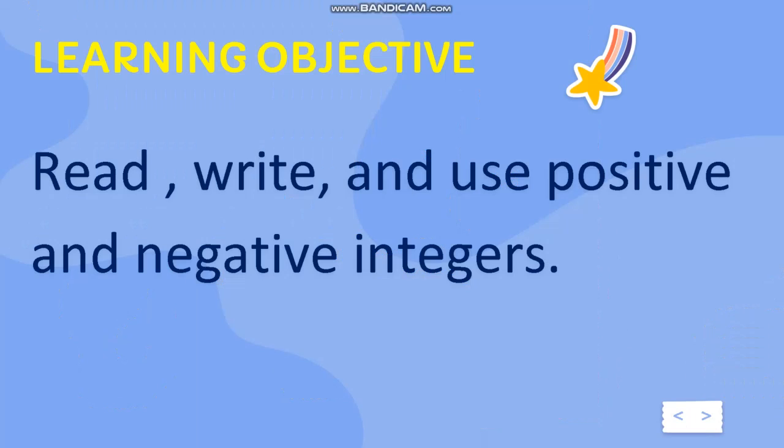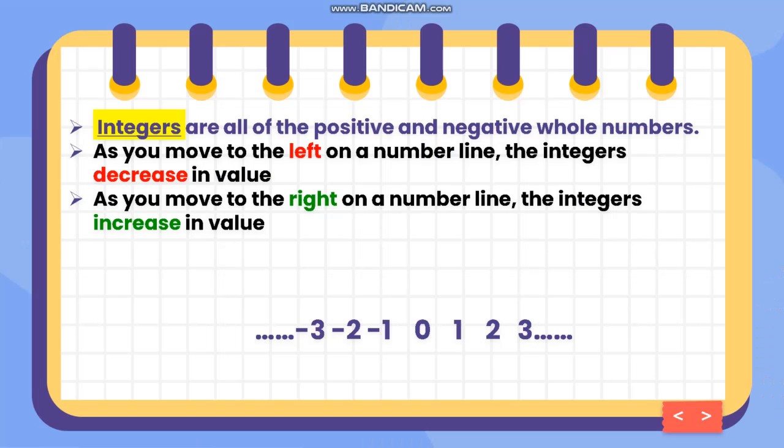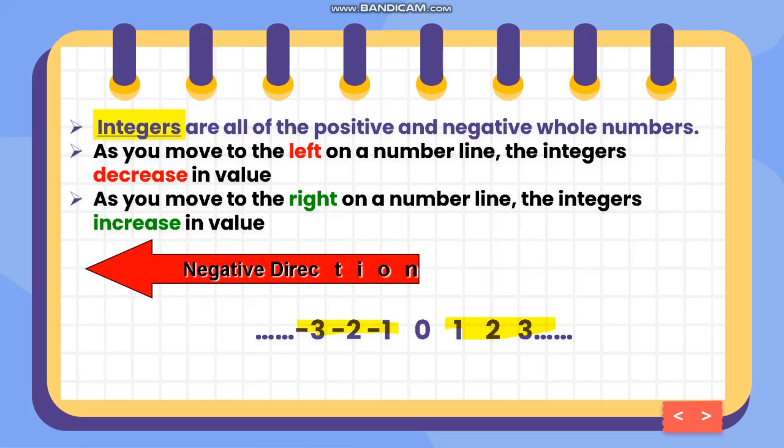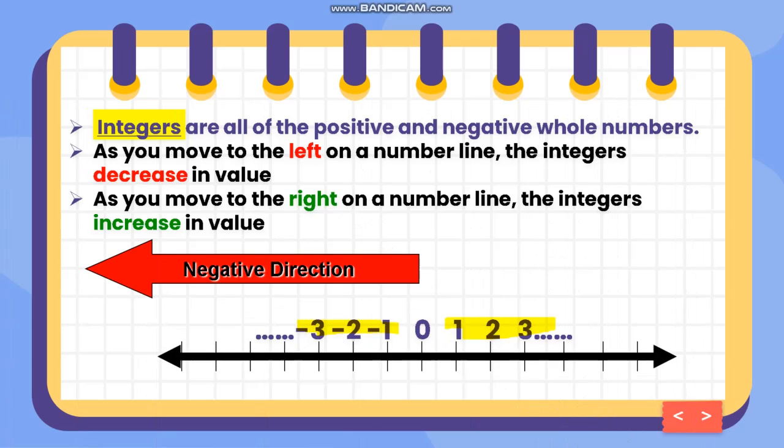The main objective for today's lesson is to read, write, and use positive and negative integers. When we say integers, these are all of the positive and negative whole numbers. As you can see here, we have the positive and we have the negative. As you move to the left on a number line, the integers decrease in value. But as you move to the right on a number line, the integers increase in value.